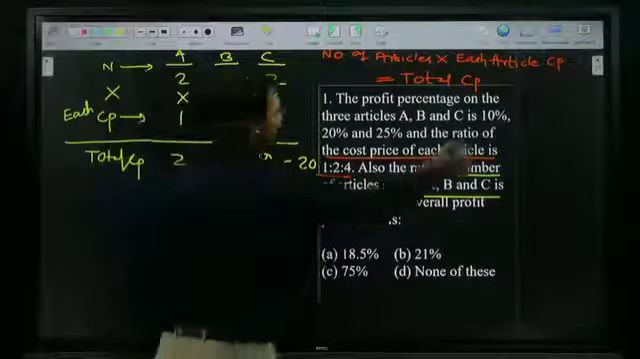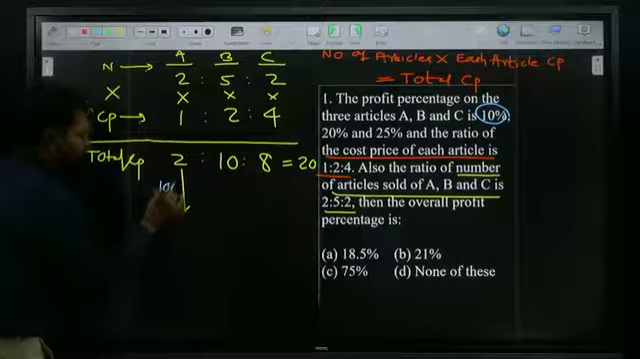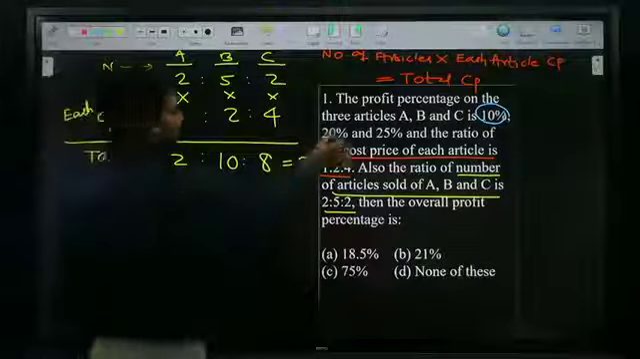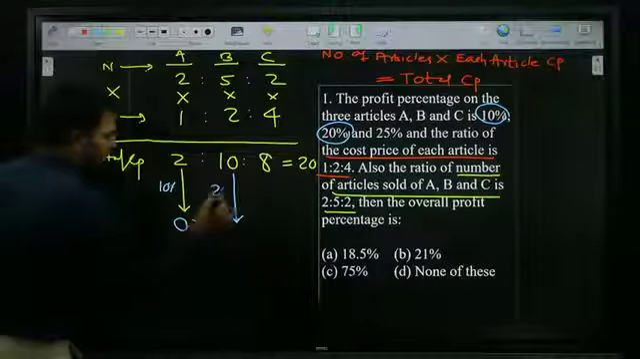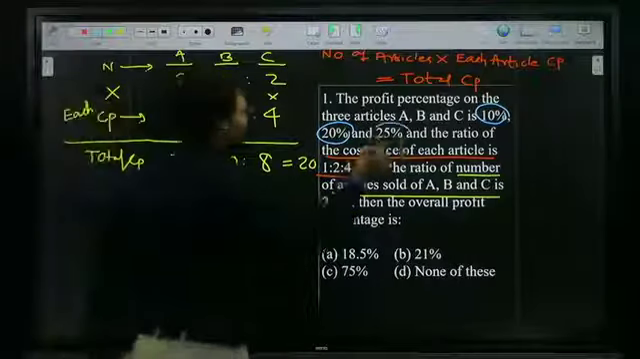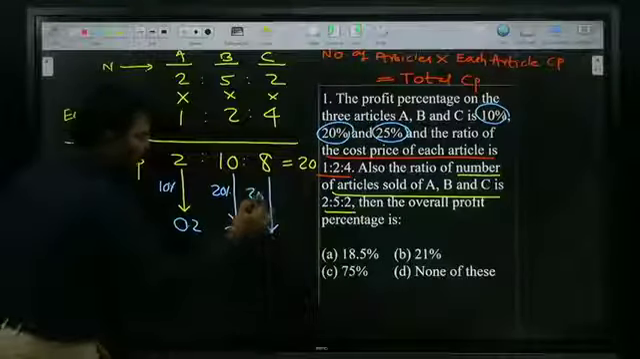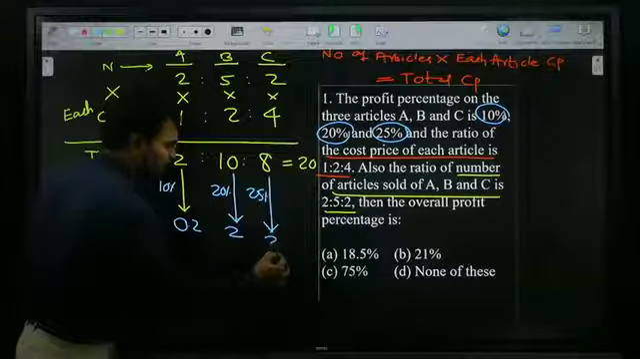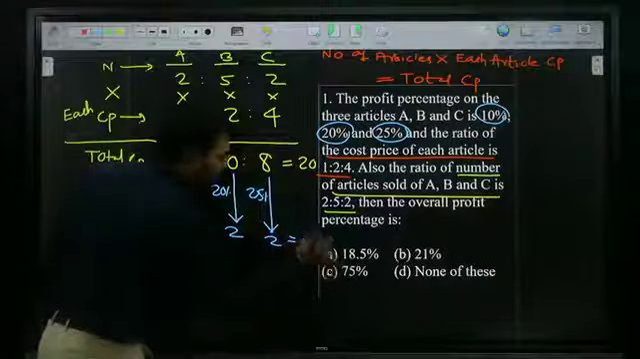On article A, he is getting 10%. Therefore, 10% of 2 is nothing but 0.2. On the second article, he is getting 20%. Therefore, 20% of 10 is nothing but 2. On the third article, he is getting 25% profit. So 25% of 8, which is 1/4 of 8, is nothing but 2. Therefore, total profit is 4.2.